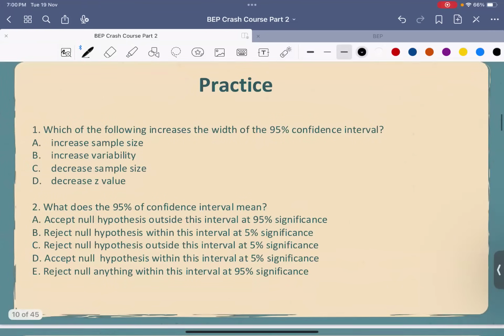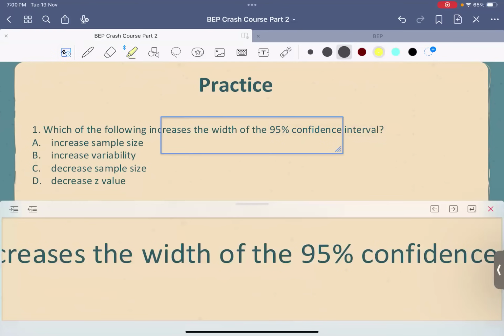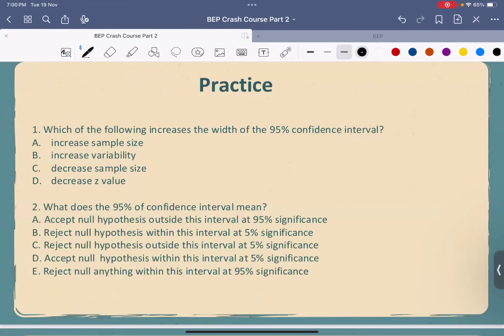So now let's practice. Which of the following increases the width of the 95% confidence interval? Answer alone. And then, so the answer is, we said increases the width. Okay, increased width equals less precision, and less precision comes with a small sample size. So the answer is C.